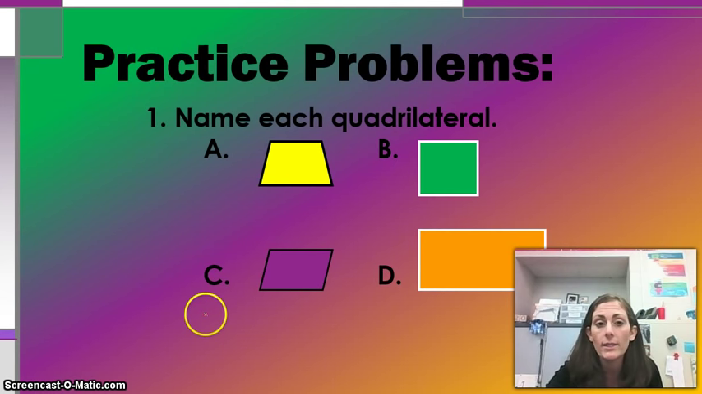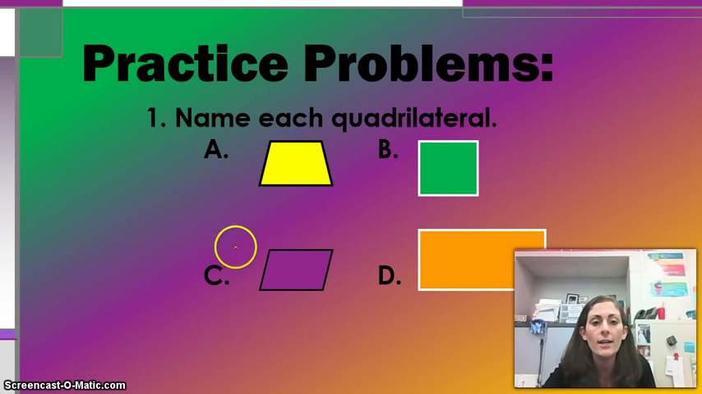So we're going to start with some practice problems, and it says name each quadrilateral. So you need to have A and then write what you think A is, B, C, and D. And once you get all their names down, push play.